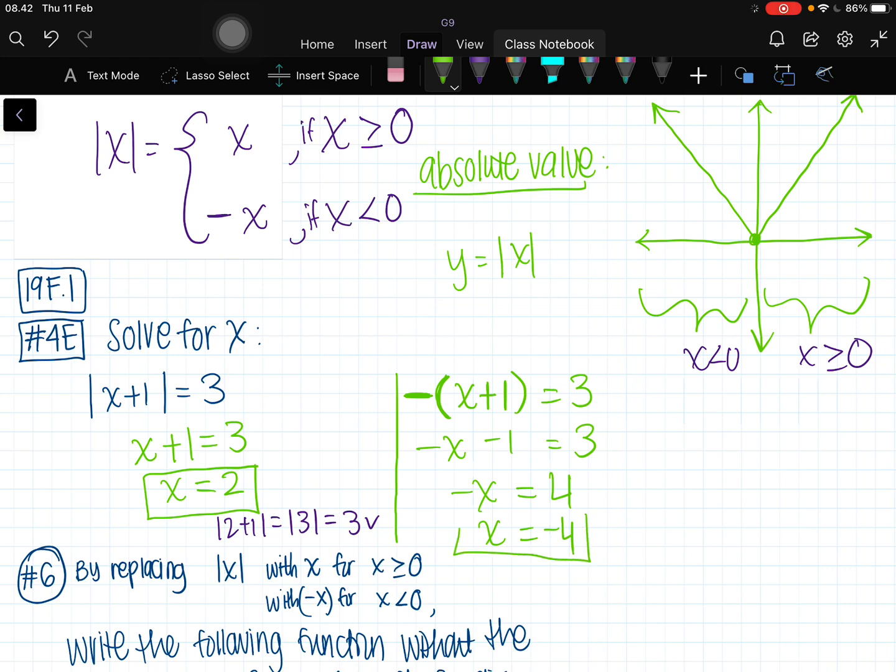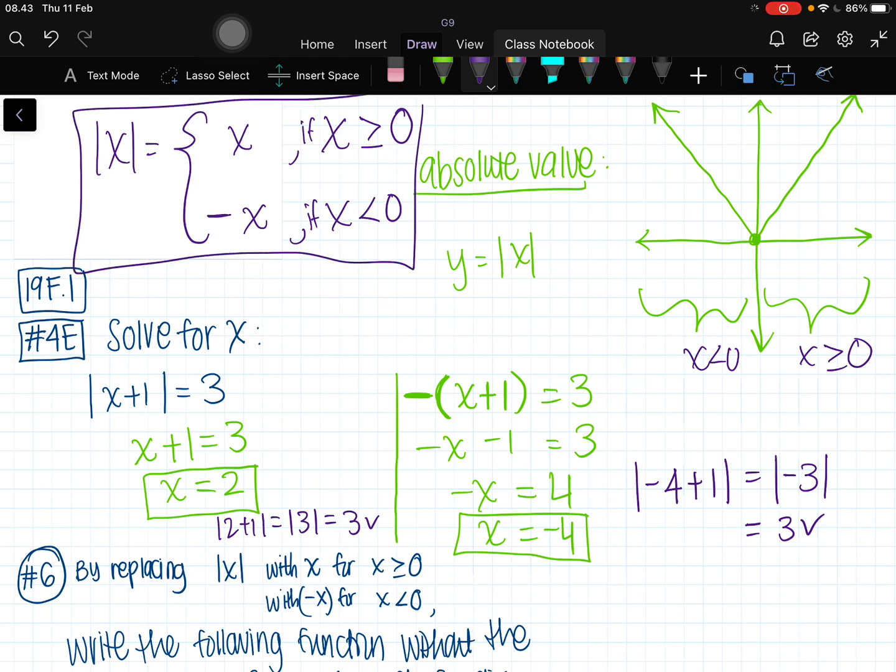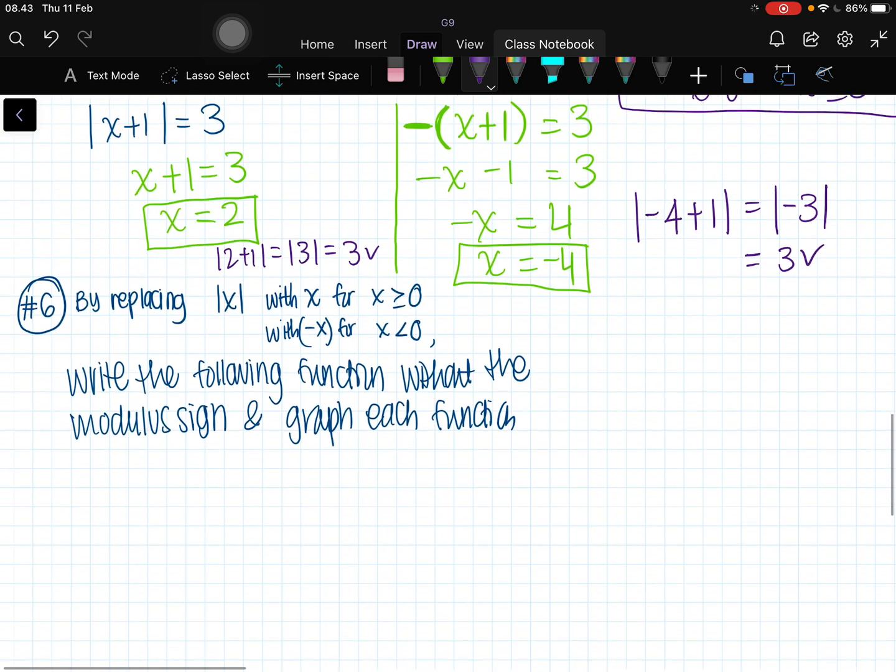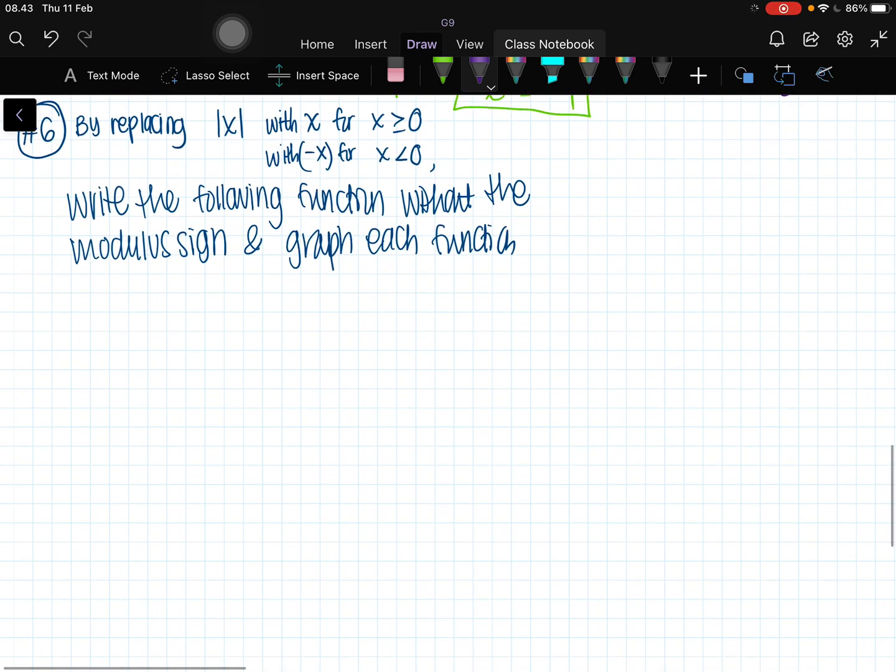So you can again check it. -4 plus 1 is equal to the absolute value of -3. The absolute value of -4 plus 1 is the absolute value of -3, which is 3. So there are two values of x here. So again, it all comes back to the graph and the definition of an absolute value function. Okay. Number 6 talks about the same thing.